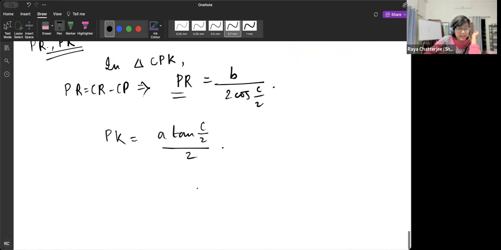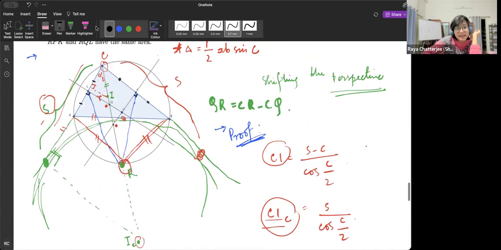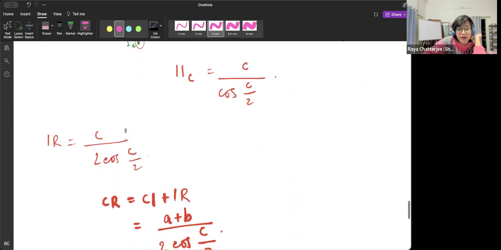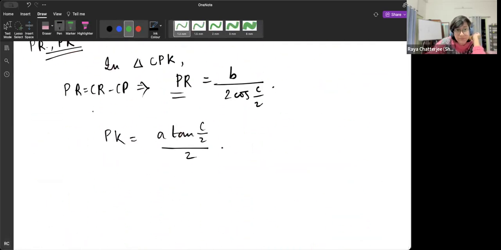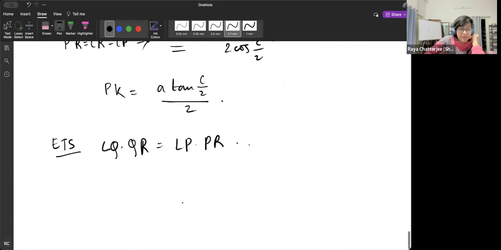So we have all the four lengths right now, and someone pointed out at the beginning that these two angles are going to be equal. This angle and this angle are equal. So at this point, our aim is to show that LQ times QR equals KP times PR. So it's enough to show LQ times QR equals LP times PR, right?